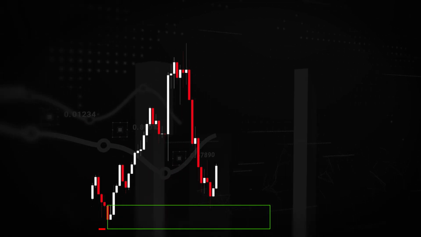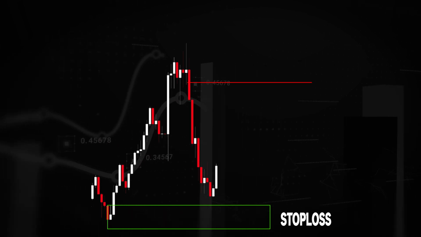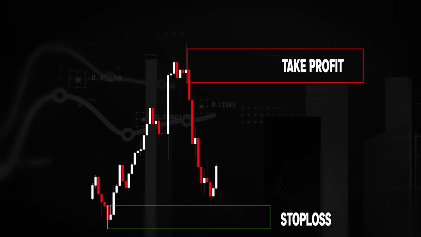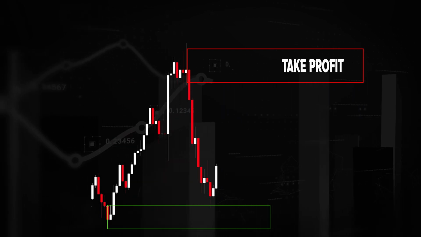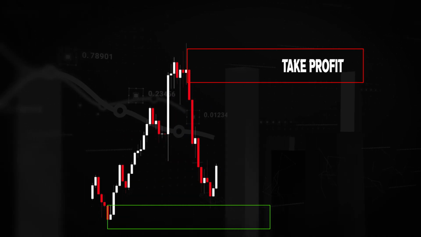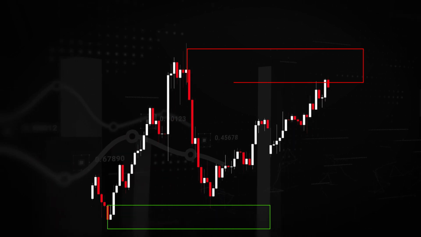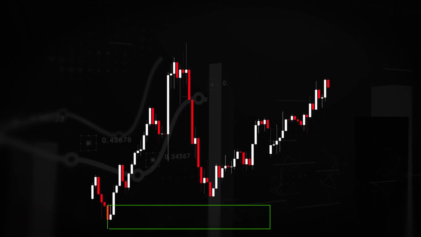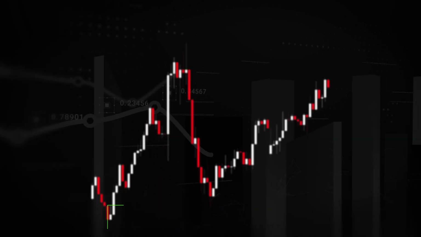Set your stop loss below the demand zone to manage risk effectively. Plan to exit the trade when the price reaches the supply zone. This ensures you lock in profits as the price is likely to encounter resistance. By following these steps on the 15-minute or 5-minute time frames, you can accurately identify and trade demand zones, capitalizing on the movements driven by significant market participants.